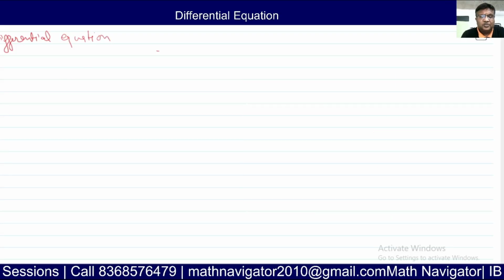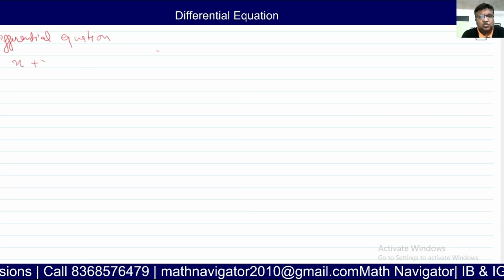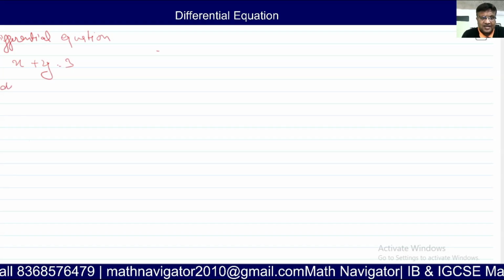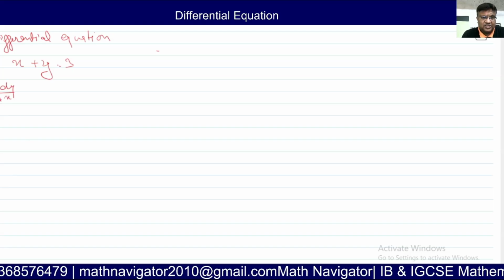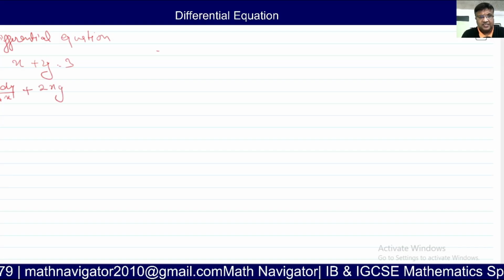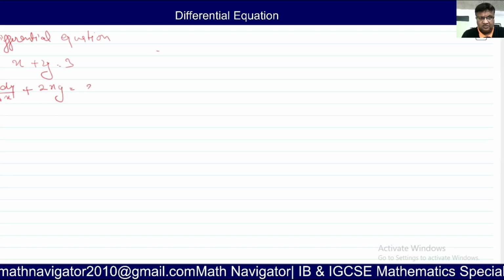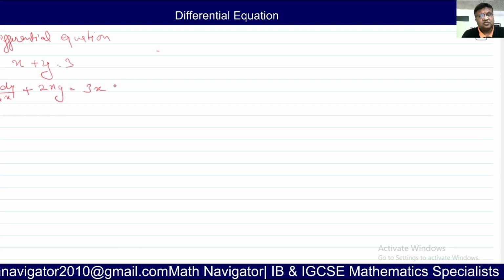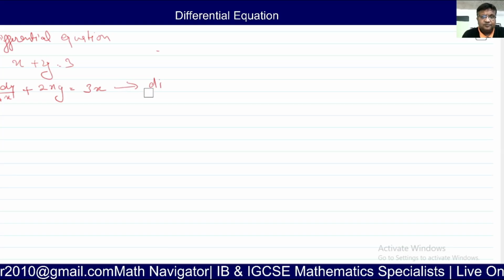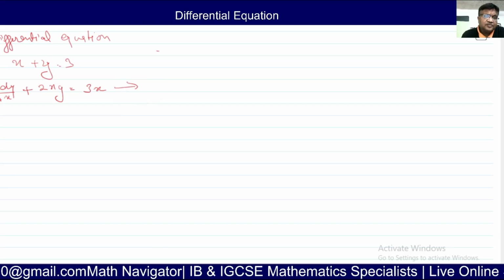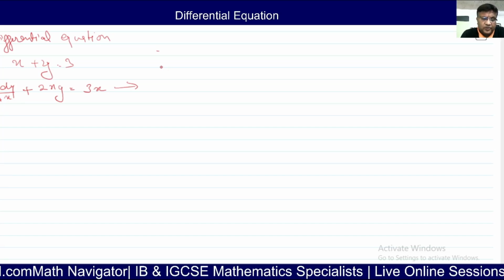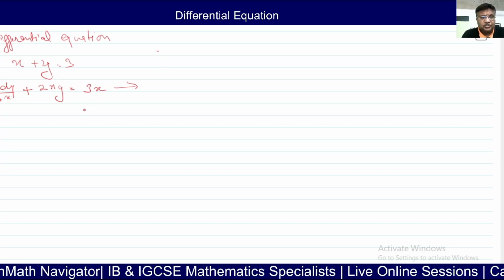So we know the normal equation is x plus 2y is equal to 3. This is the equation. But when we have dy by dx in our equation, let's say dy by dx plus 2xy is equal to 3x, this is called a differential equation, right? So basically, when we have dy by dx in our equation, we call it a differential equation.